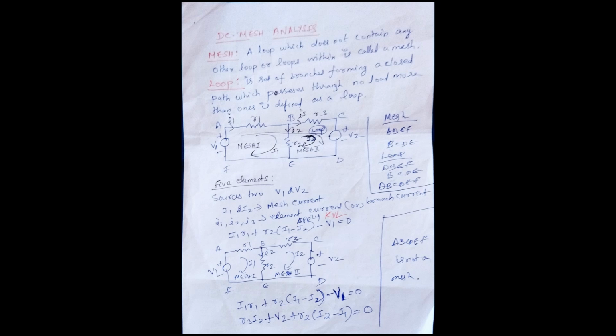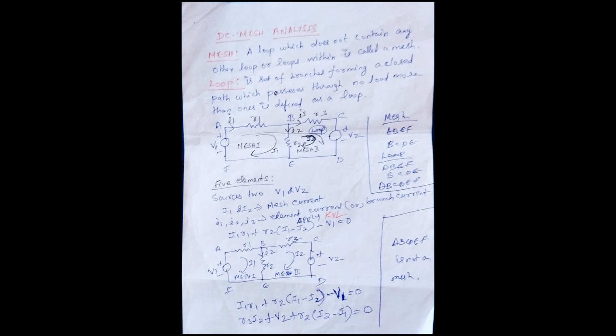Mesh: a loop which does not contain any other loop or loops within is called a mesh. A loop is a set of branches forming a closed path which passes through no node more than once. Shown in the figure. The circuit given consists of mesh 1 and mesh 2.